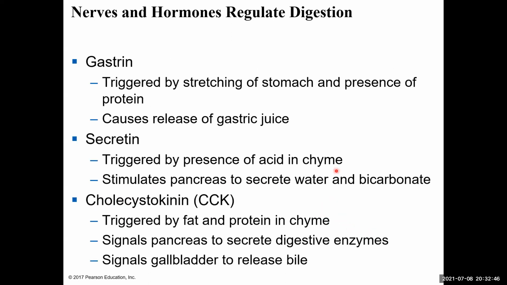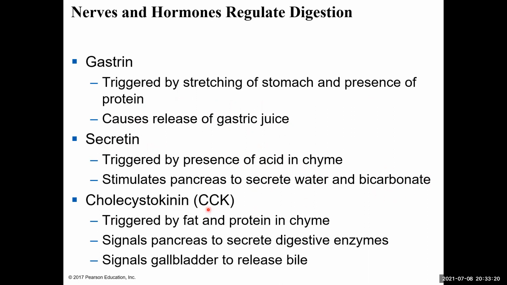Now, each of these has a pretty different function. Gastrin is triggered to be released when the stomach stretches and when there's protein present in the food. This causes the gastric juice to be released by the stomach. Okay. The secretin that's released in the small intestine is triggered by the presence of acid in the chyme that enters the duodenum. And this tells the pancreas to secrete water and bicarbonate.